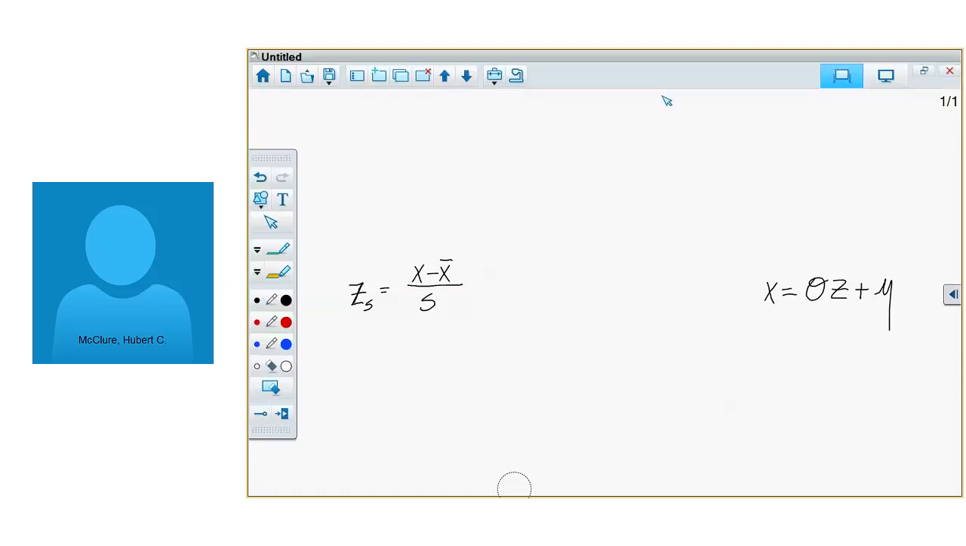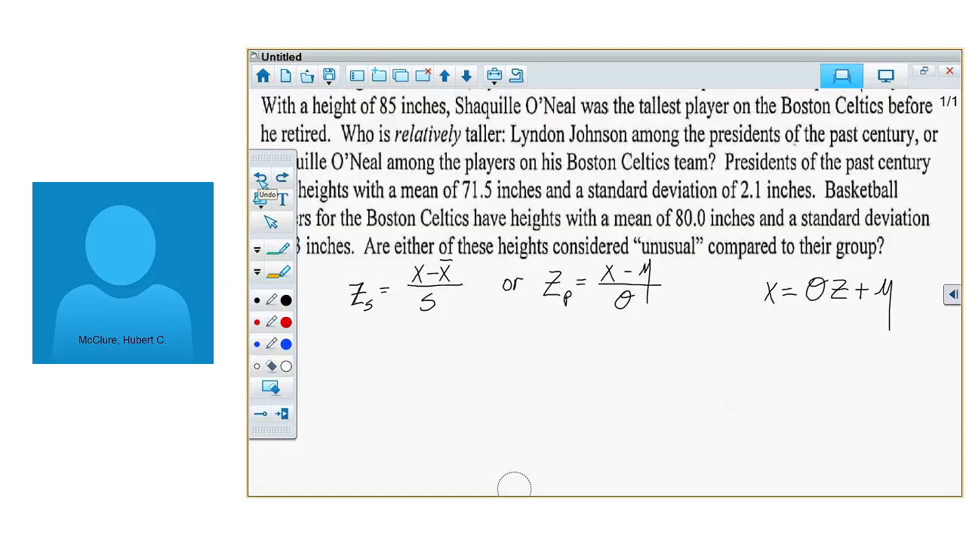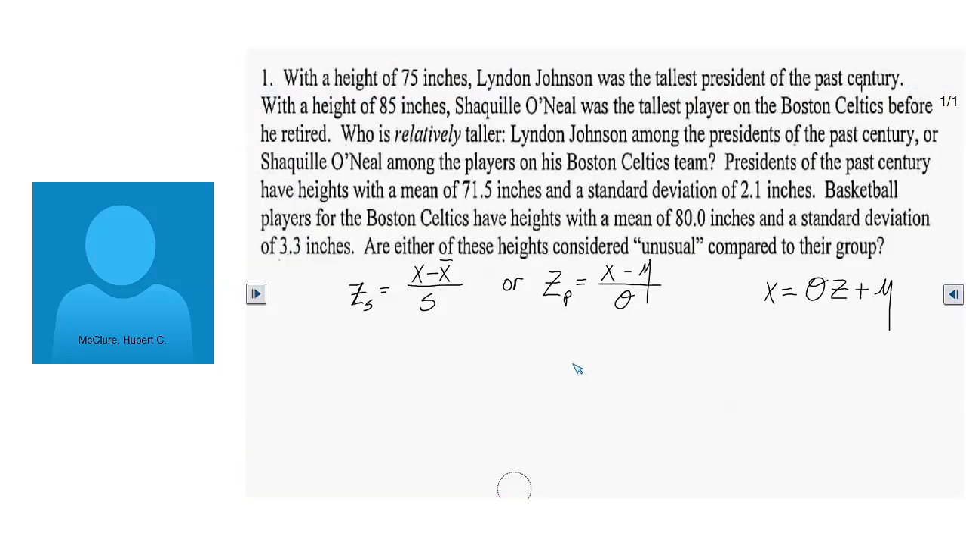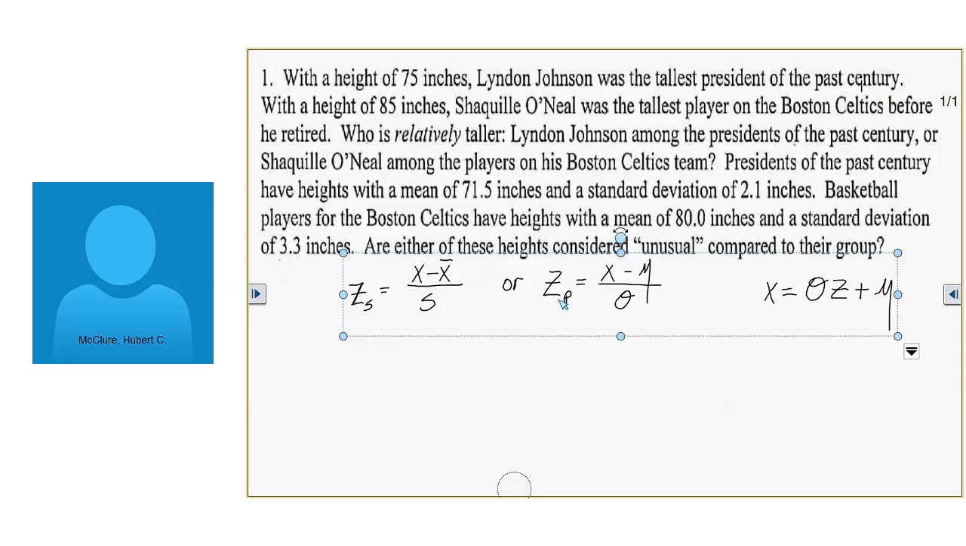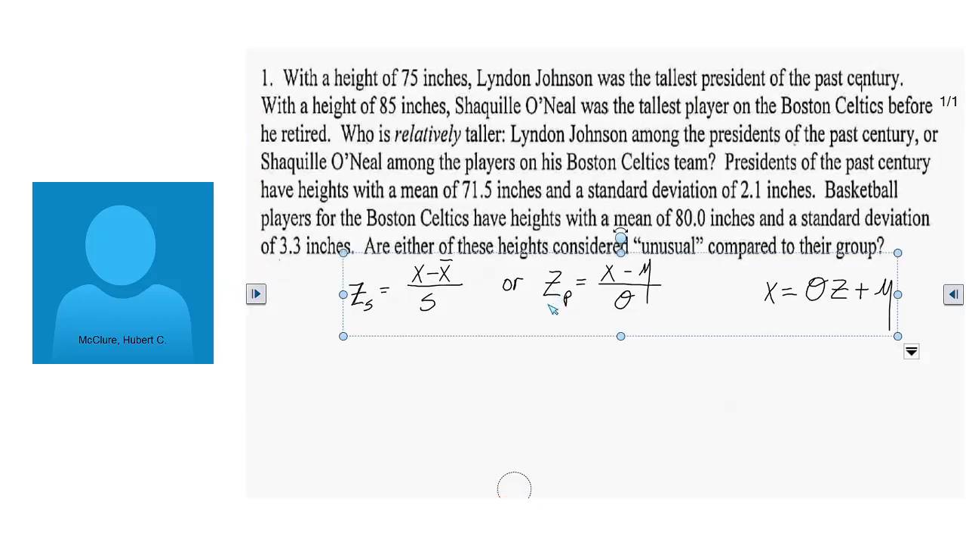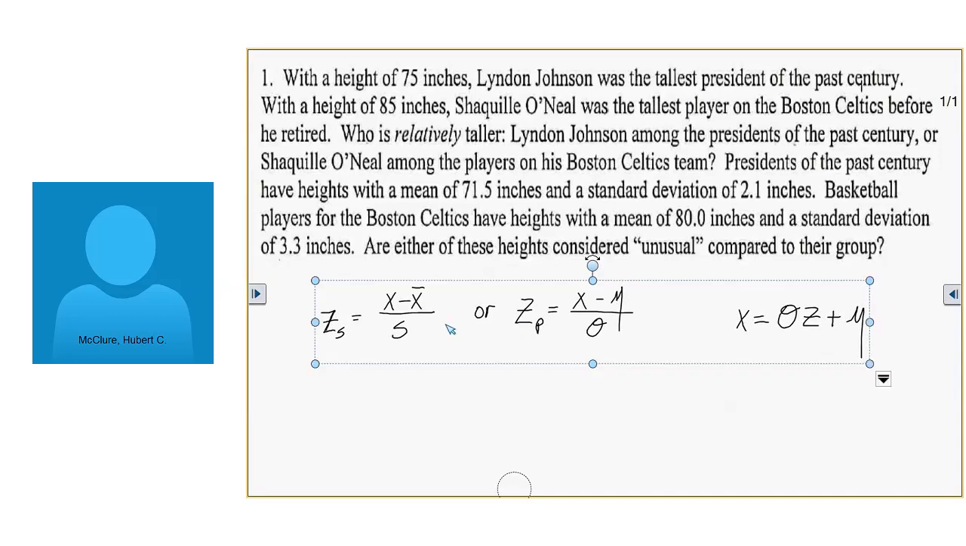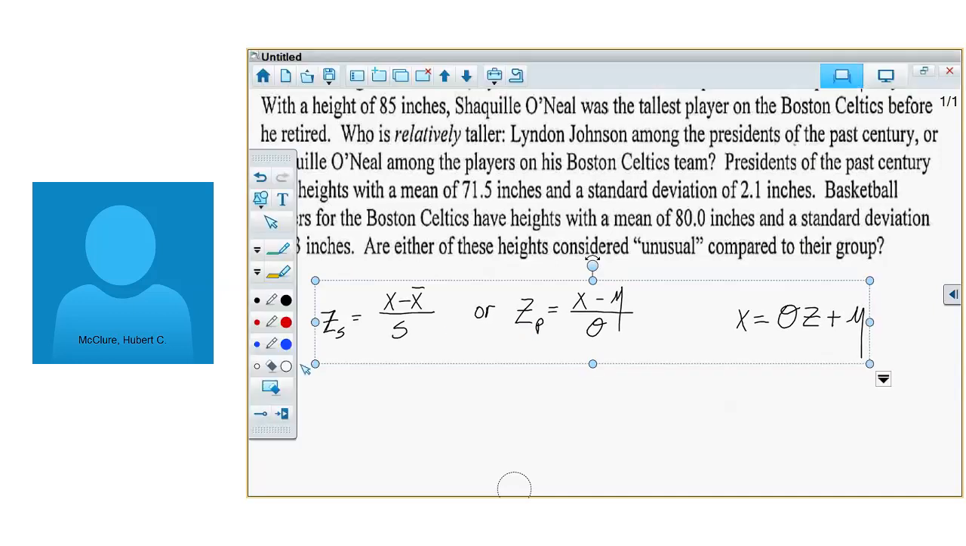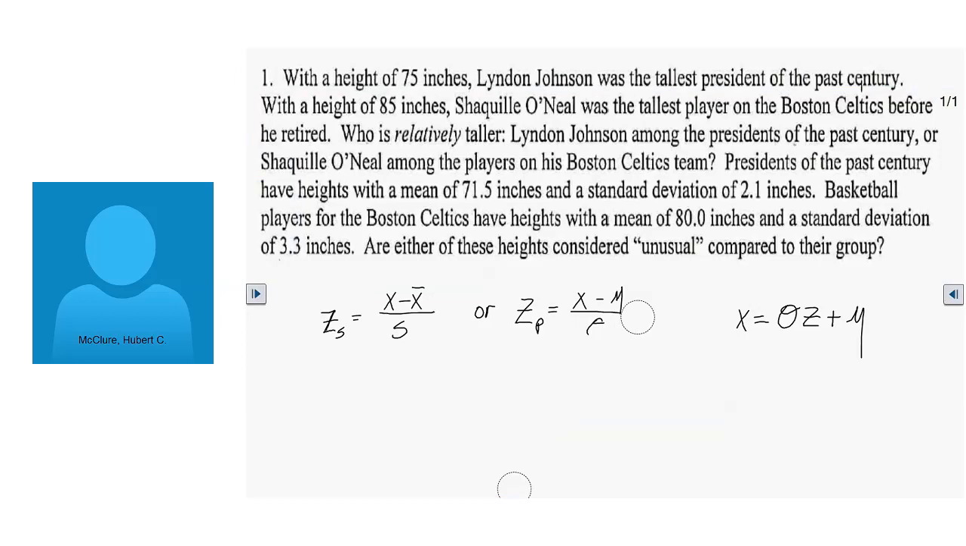And I want you to find the Z-score for Shaq, and then I want you to find the Z-score for the president. Same criteria as follows. If you can't do it, just consider yourself a failure.